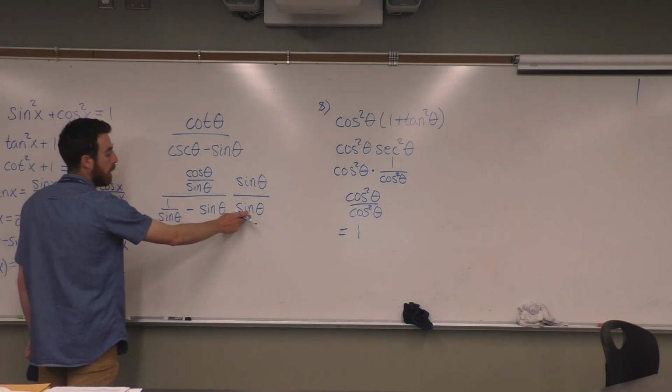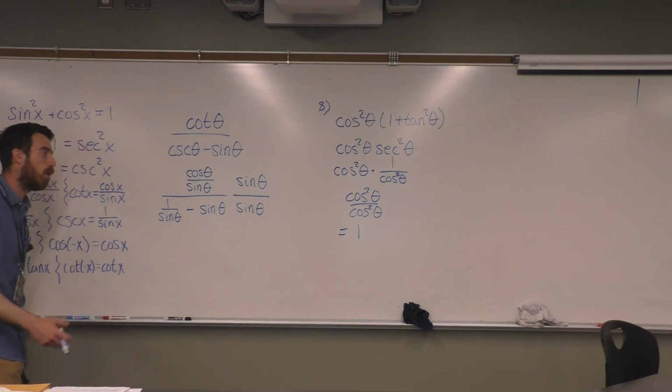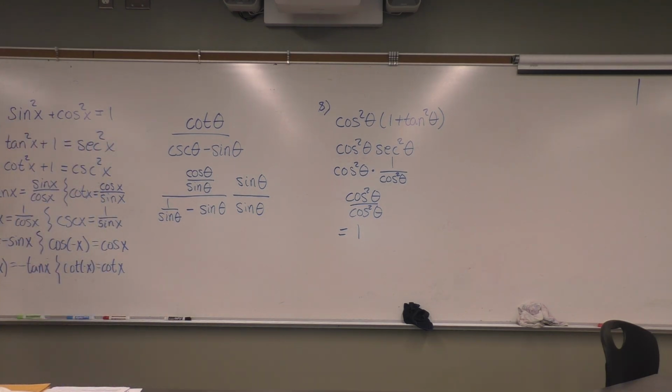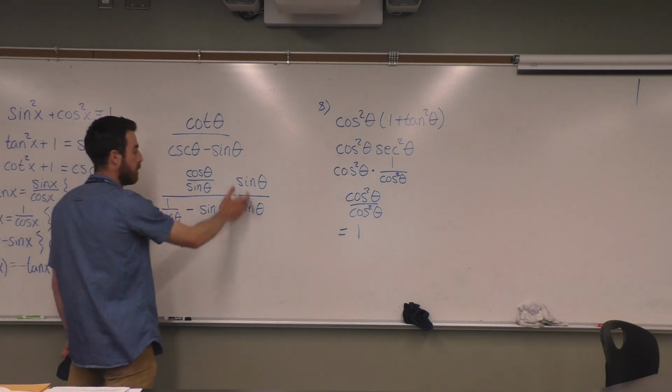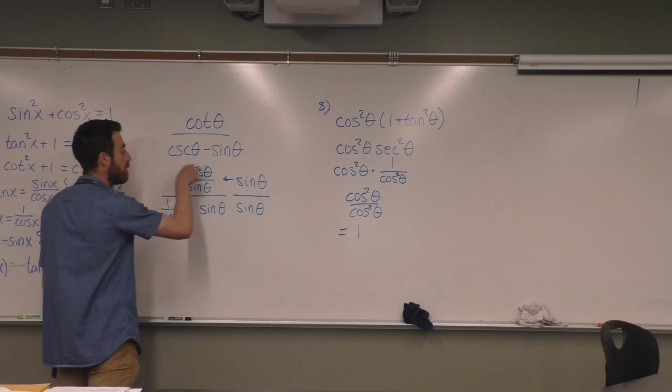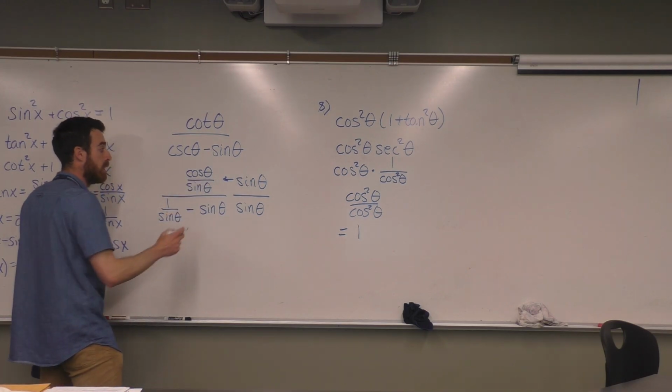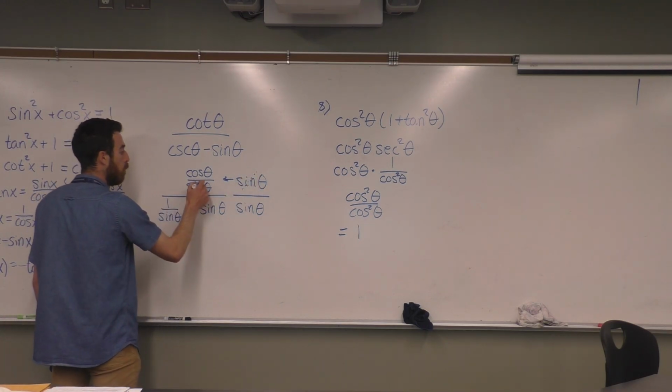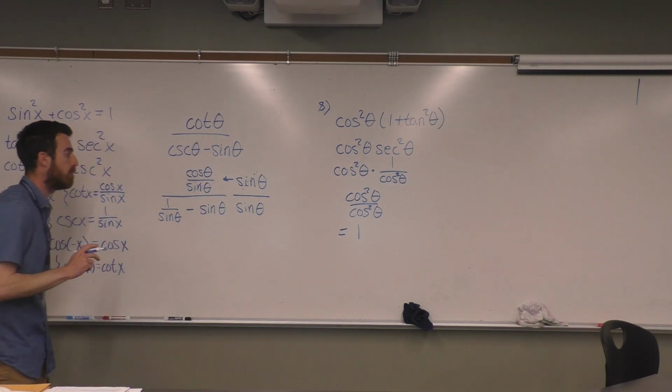Sine of theta over sine of theta is equal to 1 for all values except for 0. But we're not worried about the domain. This is equal to 1. And if I multiply on the numerator, sine of theta times cosine of theta over sine of theta, we see that these would cancel out or divide to 1.